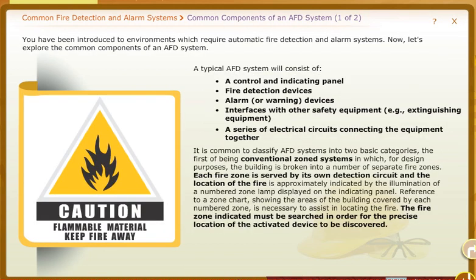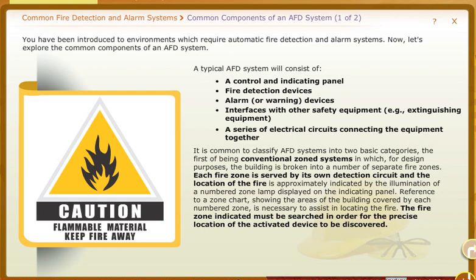You have been introduced to environments which require automatic fire detection and alarm systems. Now, let's explore the common components of an AFD system. A typical AFD system will consist of a control and indicating panel, fire detection devices, alarm or warning devices, interfaces with other safety equipment, for example, extinguishing equipment, and a series of electrical circuits connecting the equipment together.